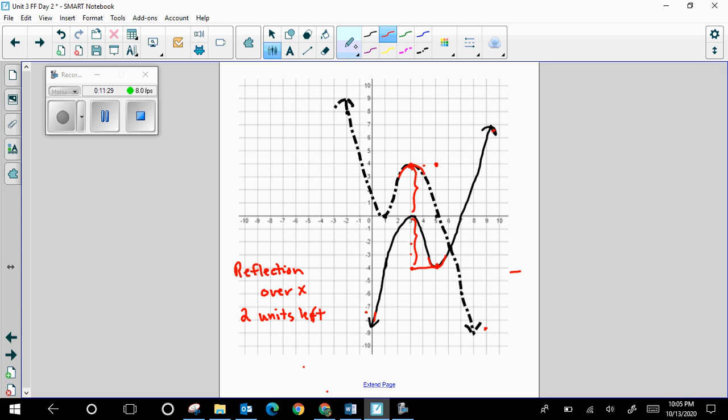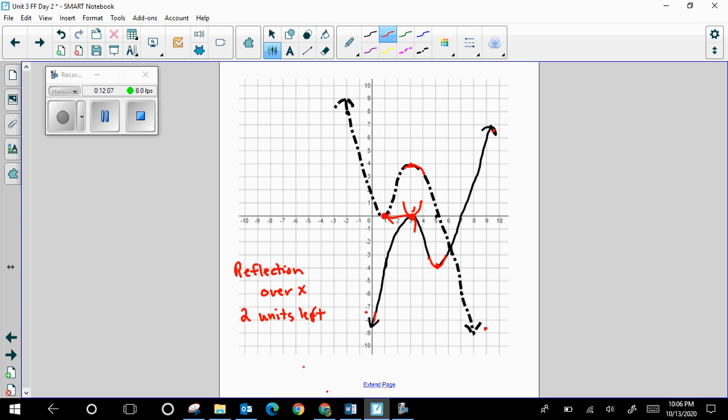Okay, so let's see if that works for another part of the graph. Okay, so I worked on this one. So I'm thinking this one right here has to be the reflection of this. So the dashed line has to be the reflection of the solid line. So I would reflect this one up, so it would look like this. And then again, I'm moving it 2 points to the left. So that one works like that.